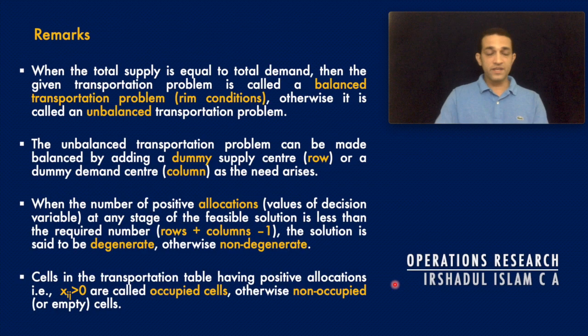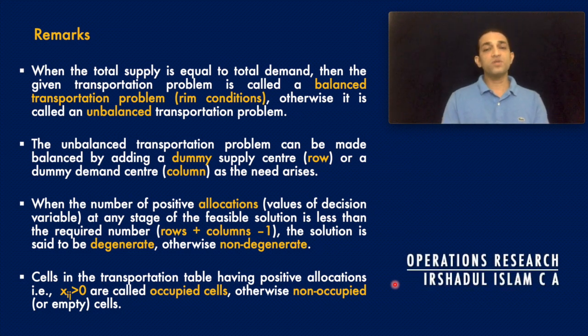Some points to be noted here. When the total supply is equal to total demand, then we will call the transportation problem a balanced transportation problem, also known as a rim condition. Otherwise it is known as unbalanced transportation problem. The unbalanced transportation problem can be made balanced by adding sufficient rows or columns. We will call them dummy rows or dummy columns.